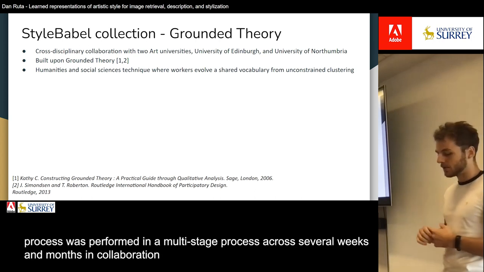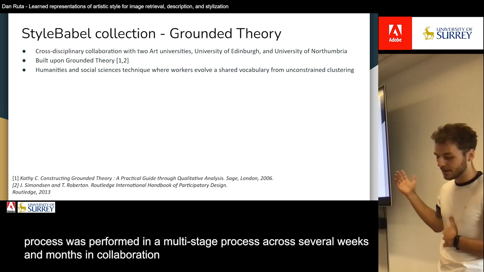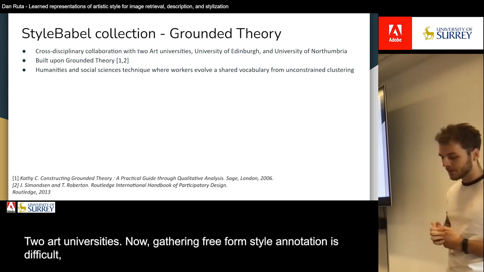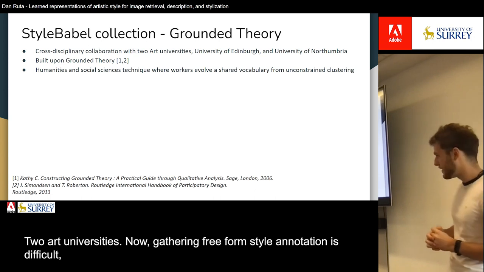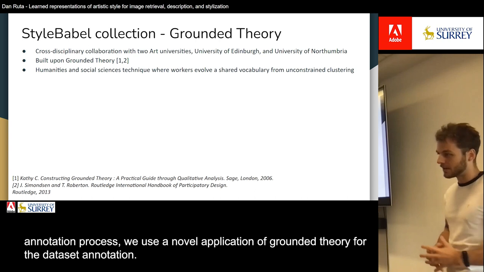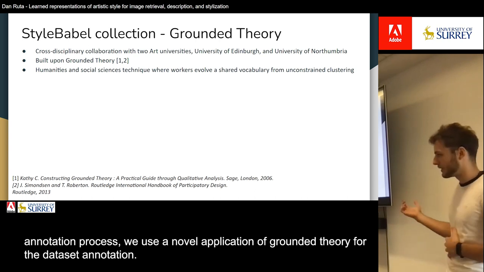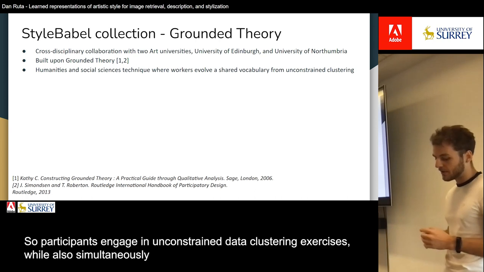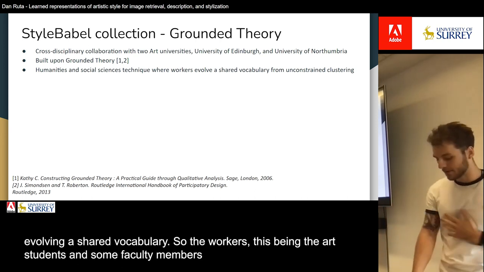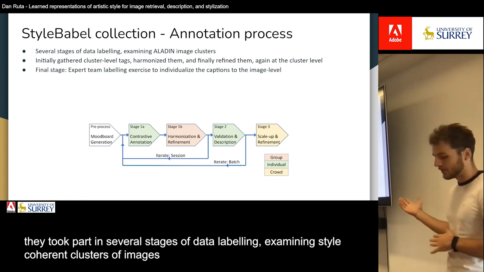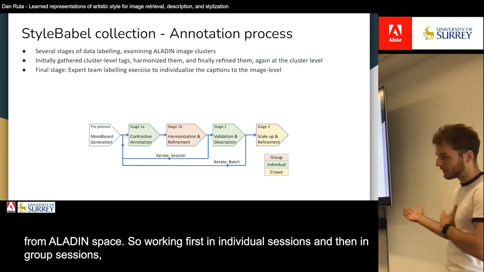Now, the dataset collection process was performed in a multi-stage process across several weeks and months, really, in collaboration with two art universities, the University of Edinburgh and University of Northumbria. Now, gathering free-form style annotation is difficult, mainly due to its subjective and sometimes ambiguous nature. So to perform a well-structured annotation process, we used a novel application of grounded theory for data separation. Now, this is a qualitative research method, usually used in the humanities and social sciences. So participants engage in unconstrained data clustering exercises while also simultaneously evolving a shared vocabulary. So the workers, this being the art students and some faculty members, took part in several stages of data labeling, examining style coherent clusters of images from the ALADIN space.